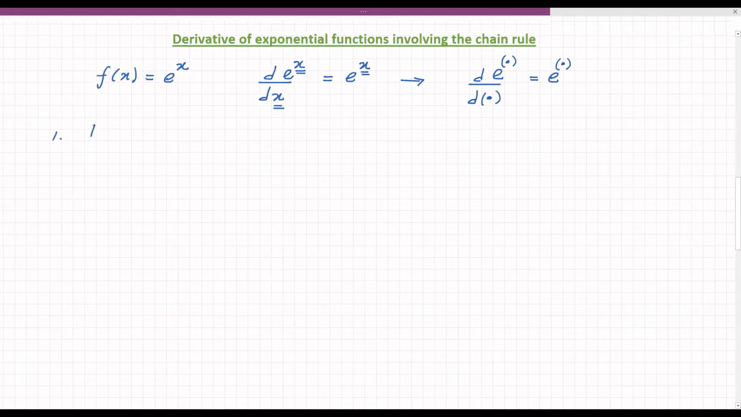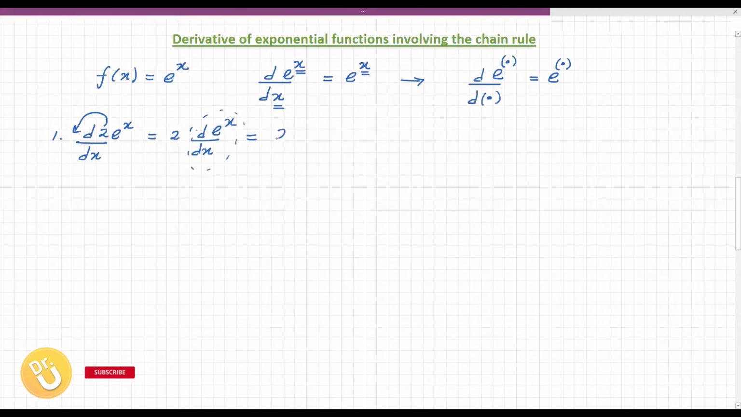First example, if you have d/dx of 2e^x, now we know that we can take this 2 out. So we can write 2 d/dx of e^x. So we know that d/dx of e^x is e^x. So the answer would be 2e^x. Now, if we have d/dx of e to the power 2x.